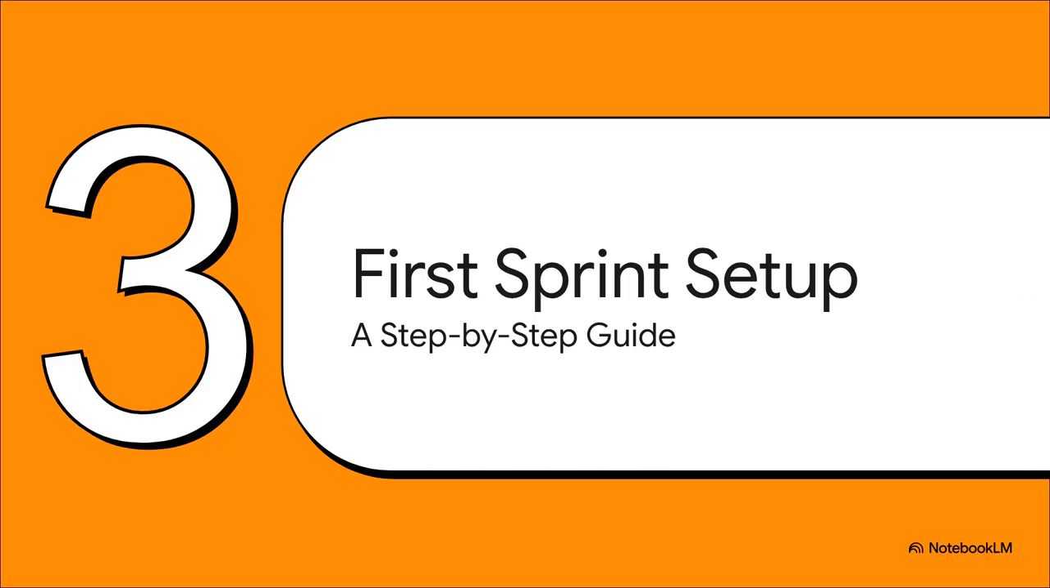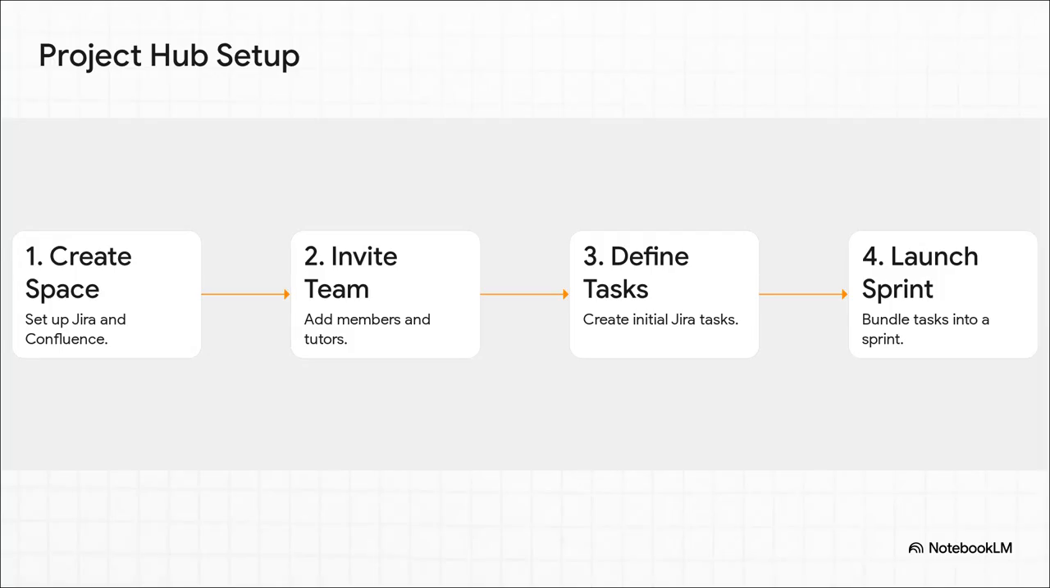Okay, enough theory. Let's get our hands dirty and walk through the actual setup. This is how you're going to build that command center for your project and get your whole team pointed in the same direction. So here's the game plan. It's a really simple 4-step process. Now, step 1, actually creating the project space in Jira and Confluence, that's pretty straightforward. We're going to focus on the really critical parts, getting everyone on board, figuring out your first couple of tasks, and then hitting go on that first sprint.